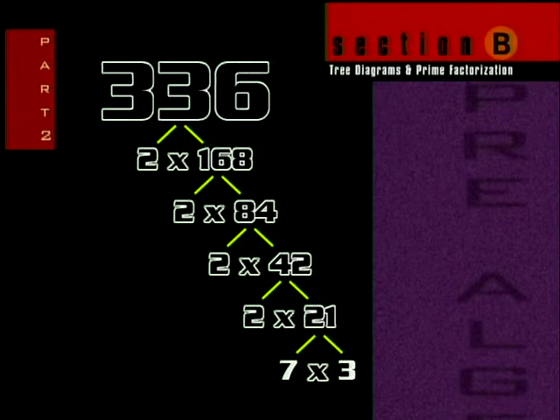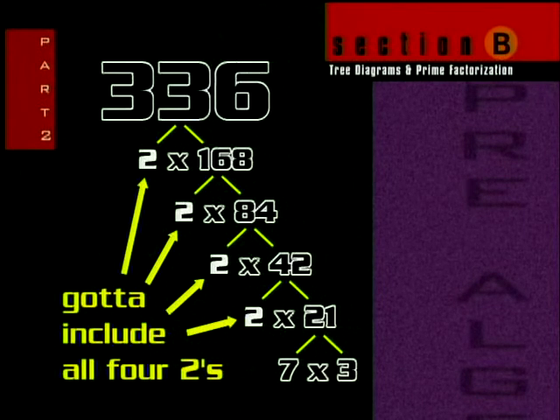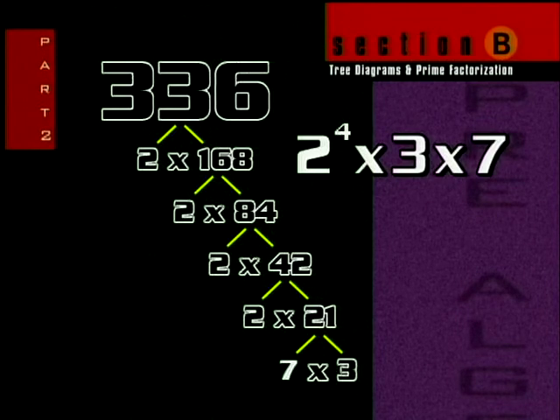That's good. It's what we want. But we're not done just yet. You see all those 2's? We can't forget about them. They're still part of our prime factorization, so we gotta include all 4 of them in our answer. When we do, the ultimate prime factorization of 336 is 2 to the 4th power times 3 times 7.